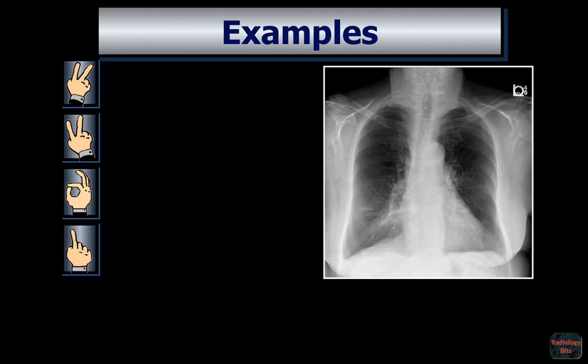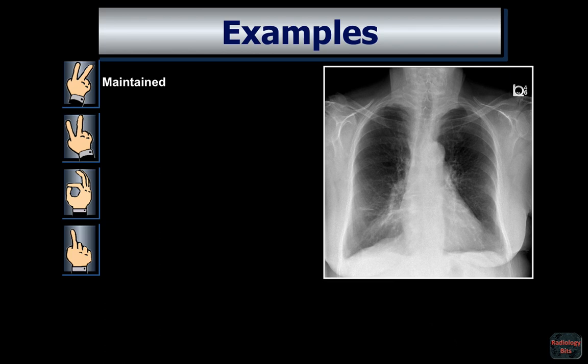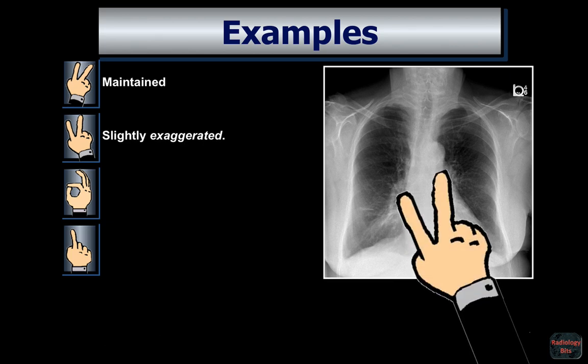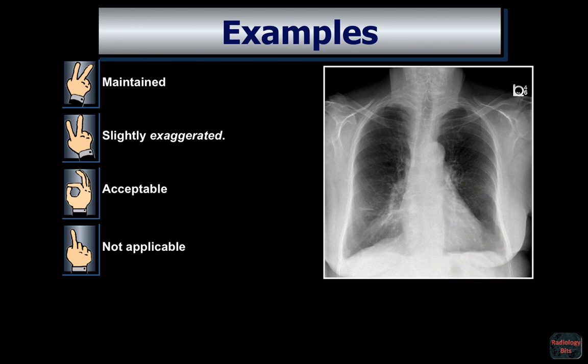Now to a final example. The first hand motion trick is maintained, so the right hemidiaphragm is in a normal higher position than the left. The second hand motion trick might lead you to suspect some slight exaggeration of the counterclockwise tilt, which, as we always said, could be due to elevation of the left hilum or depression of the right hilum. The cardiac position is in its normal location, where 2/3 of the cardiac shadow is to the left of the midline and 1/3 is to the right. And you cannot see the minor fissure, so it's not applicable.